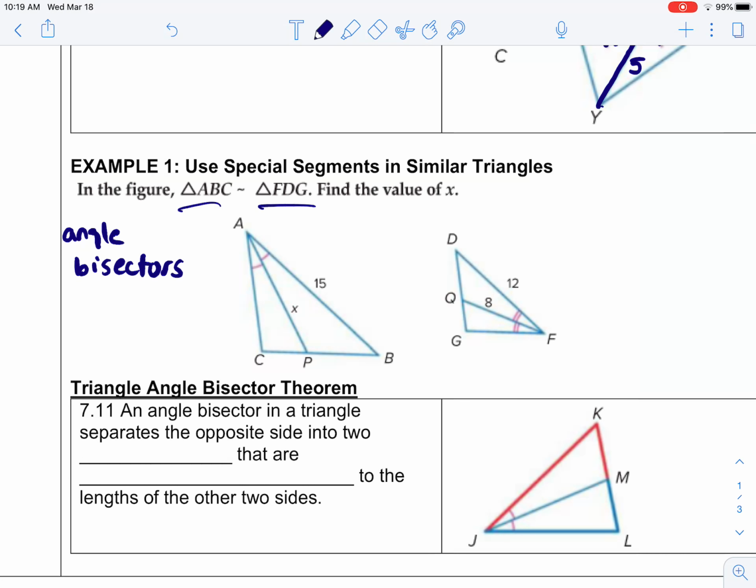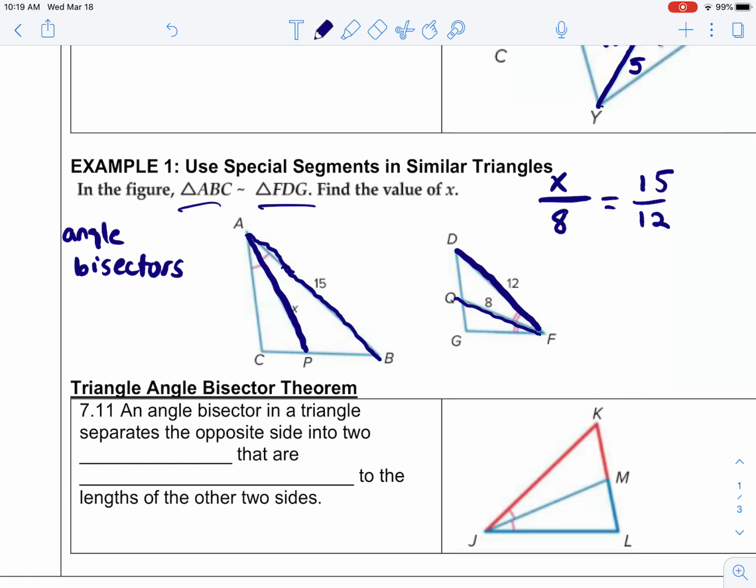And the angle bisectors, when we compare them, so if we compare A to P here, that is going to be a length x, and that same angle bisector over here, FQ, is going to be 8. So x over 8, and then we're going to compare a side length that we're given here. So this side length right here is going to be 15. And this side length over here, that corresponding side length, will be 12.